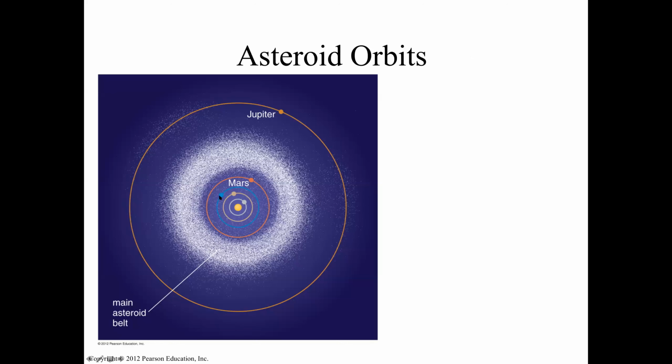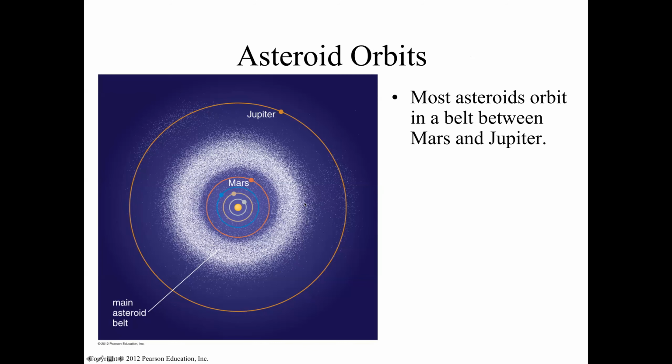That is Earth, and this orange one is Mars. And then we have a huge gap, okay? Jupiter is at 5 AU, or 5 astronomical units. And in this gap, we have millions of these pieces, okay? Most asteroids orbit in a belt between Mars and Jupiter, around 1.8 to 4.5 AU. So this is essentially between Mars and Jupiter.